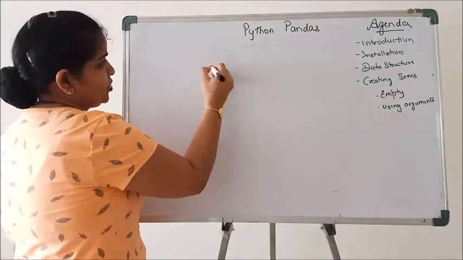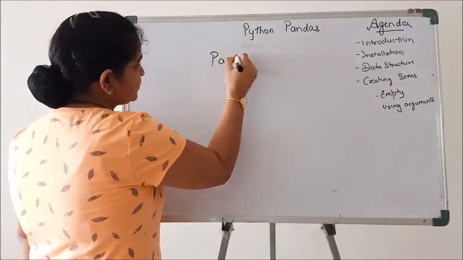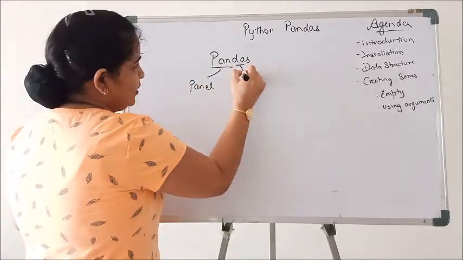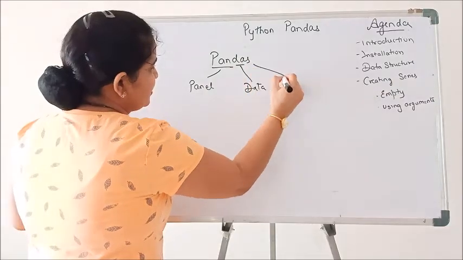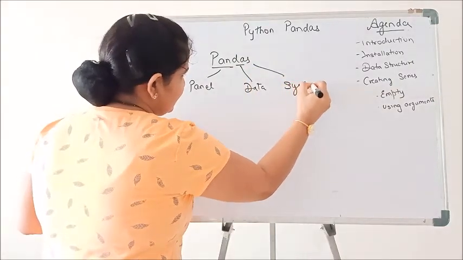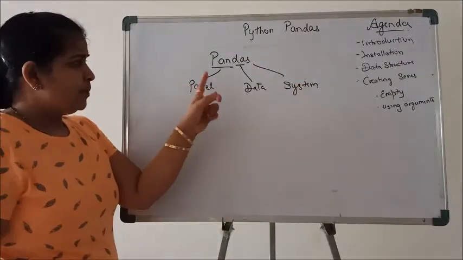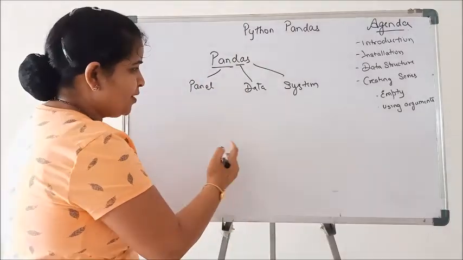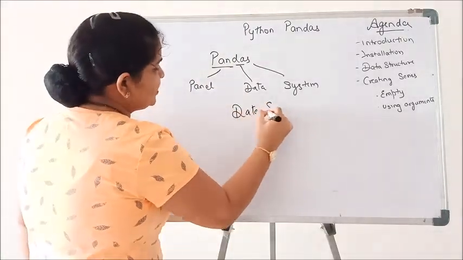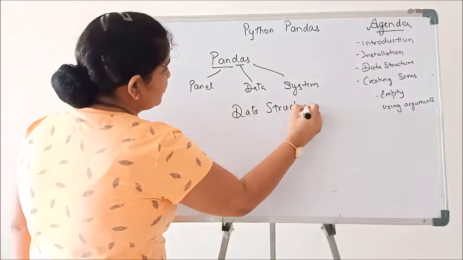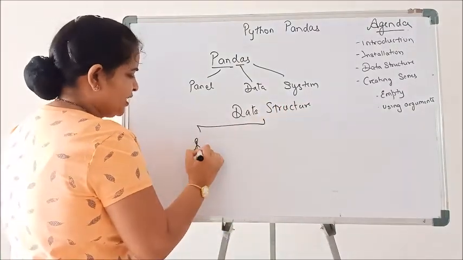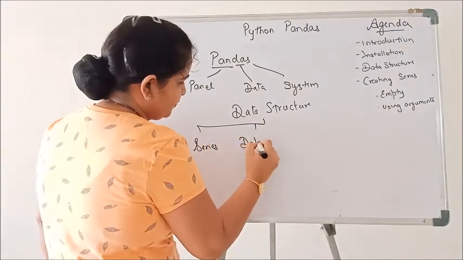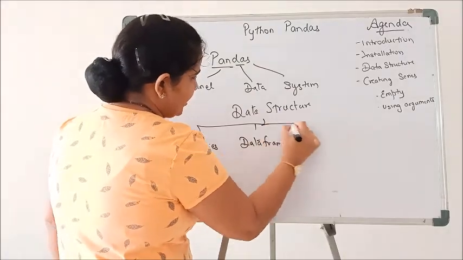Next thing is data structure. First of all, pandas is basically a panel data system. The full form of pandas is panel data system. I'll explain how. First of all, we will go to data structure. Data structure consists of, first of all, series, then data frame, and then panel.